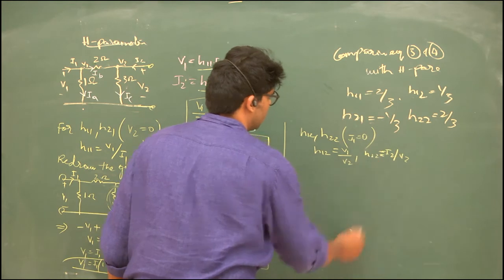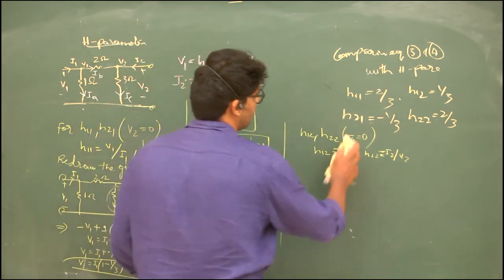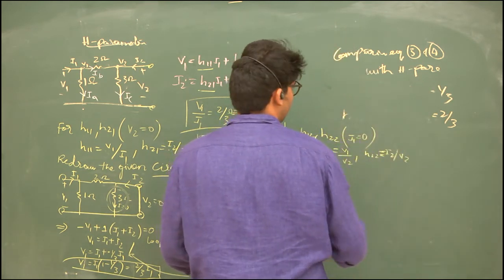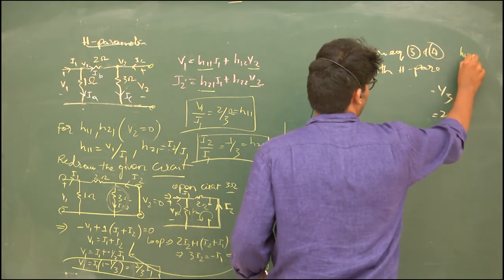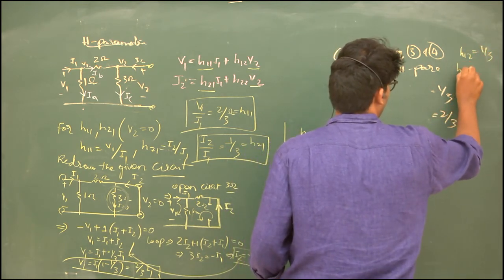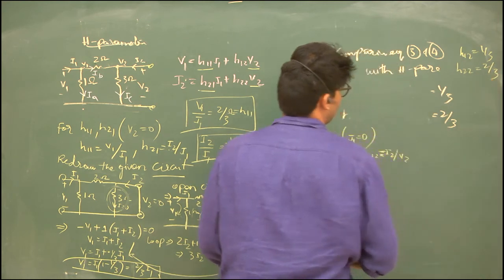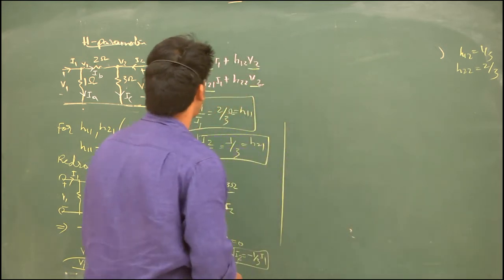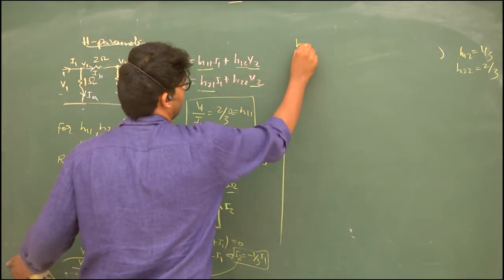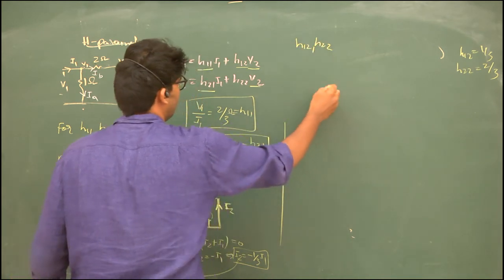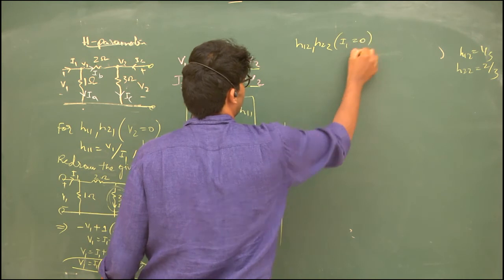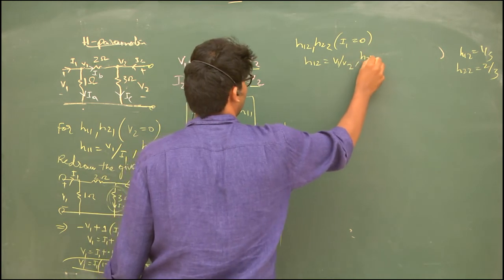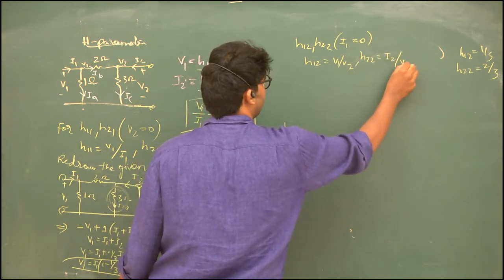How will we do that? So what are the values of H12? H12 equal to 1 by 3 and H22 equal to 2 by 3. Now to find H12 and H22, we make I1 equal to 0. Therefore, we will get H12 equal to V1 by V2 and H22 equal to I2 by V2.